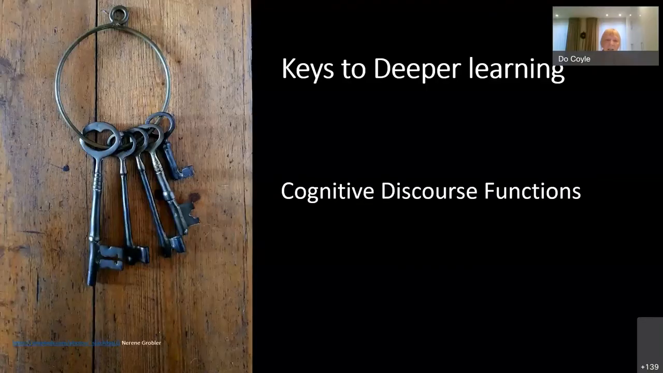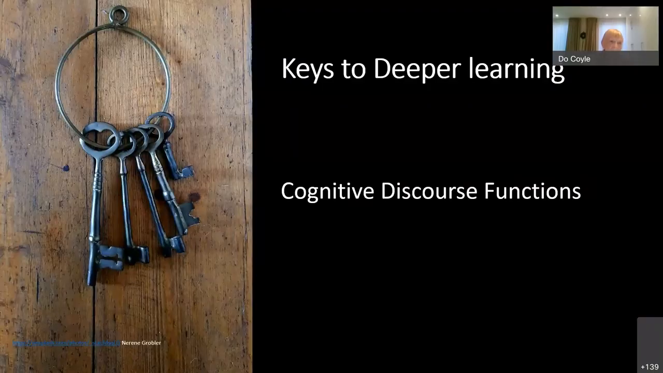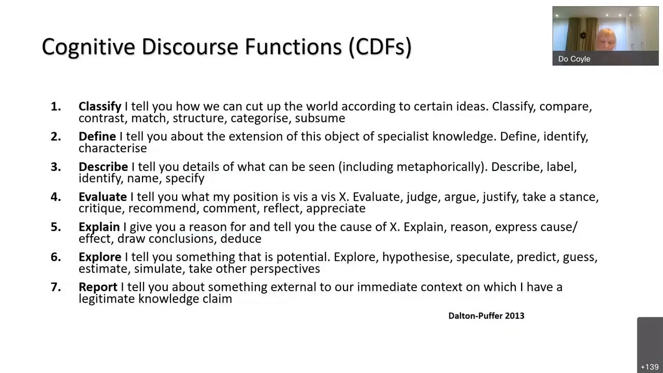So what are the keys to deeper learning? They are the cognitive discourse functions. And here you've got a list of seven that Dalton-Puffer identified. And you might say, well, some of these are similar to the taxonomies that are already in existence, yes. But the key thing with the cognitive discourse function is that it relates to the context in which it is being used, in other words, to the disciplinary elements of the learning.